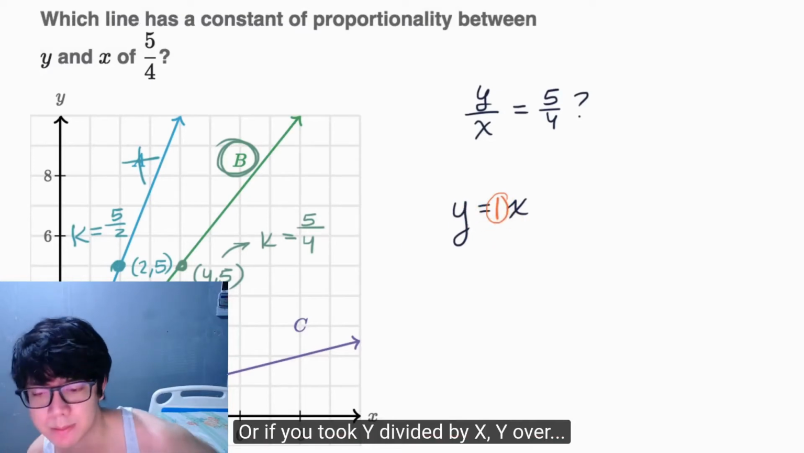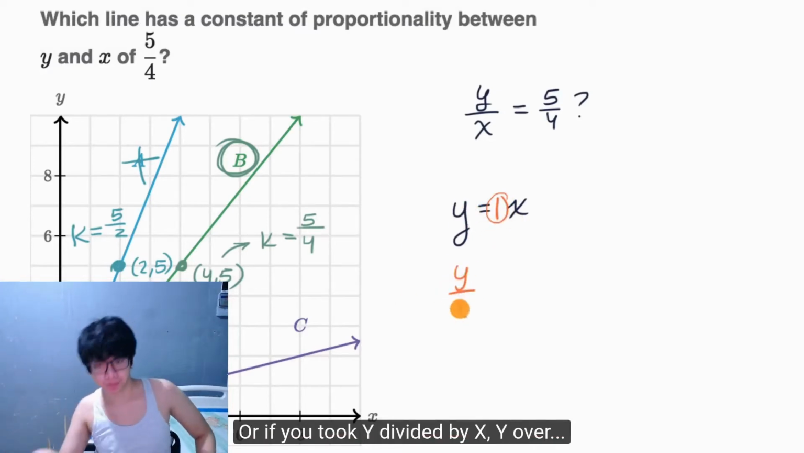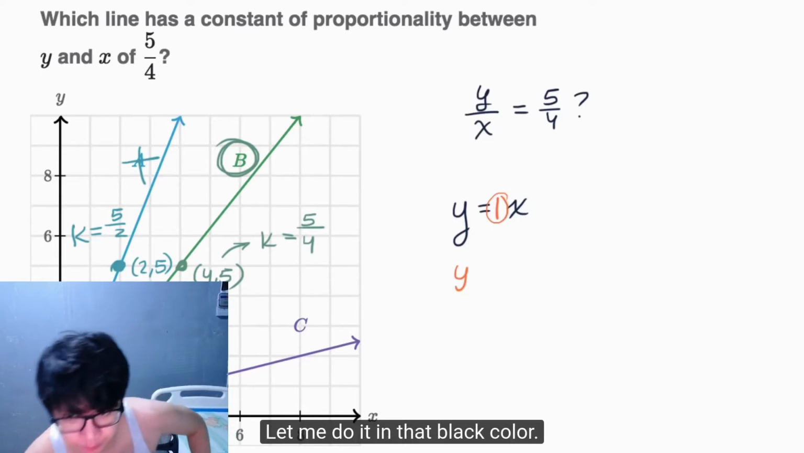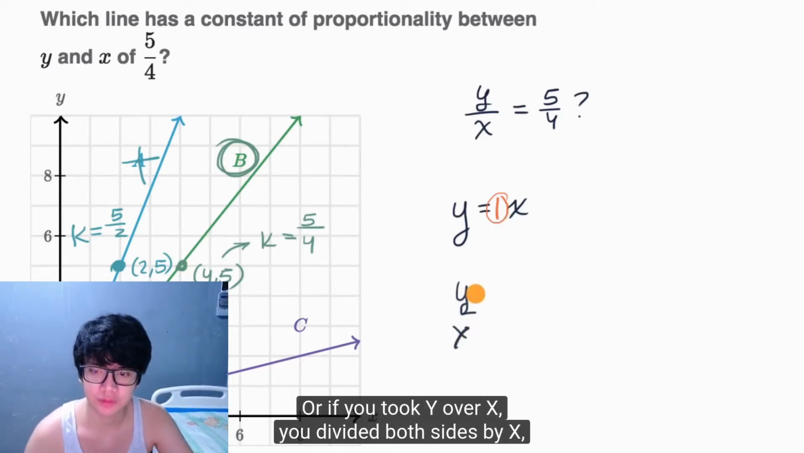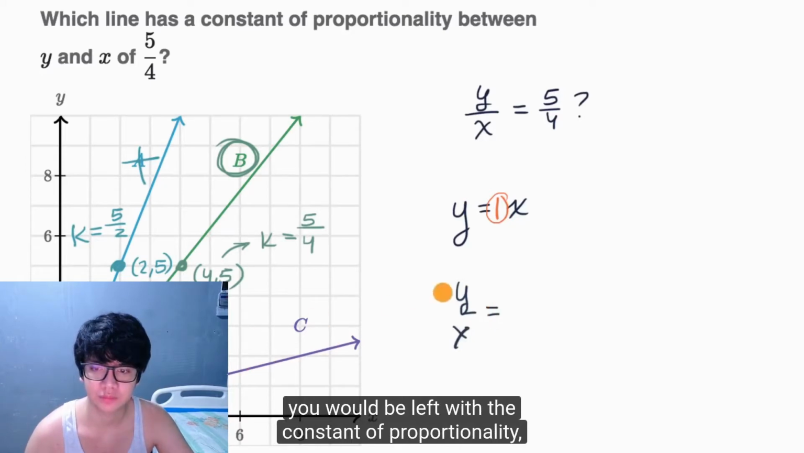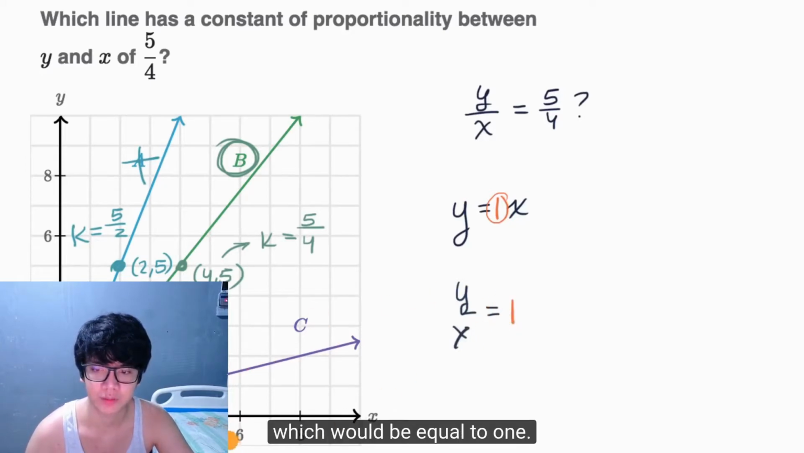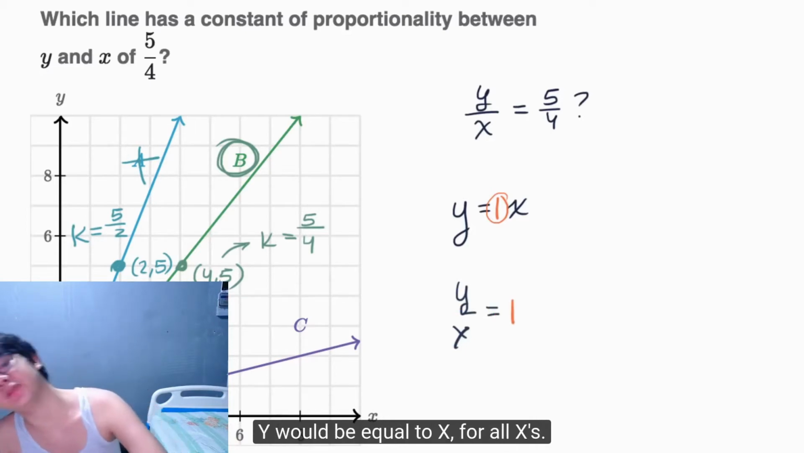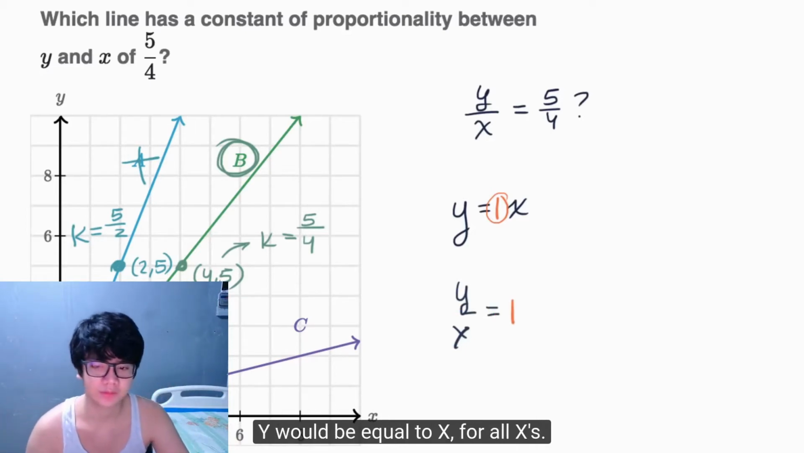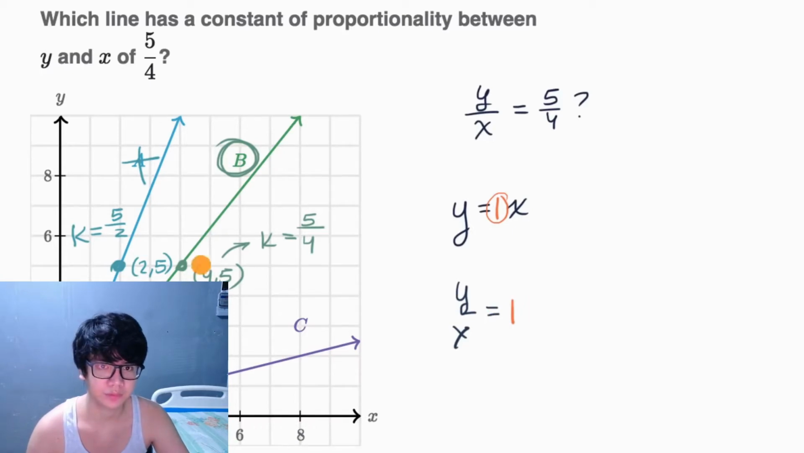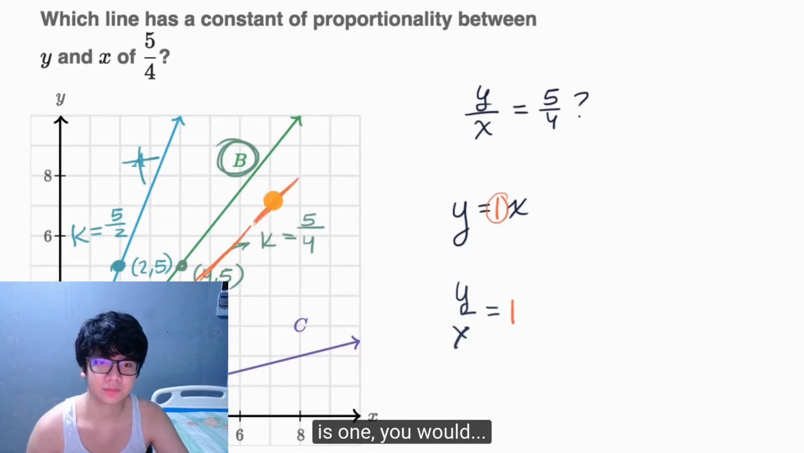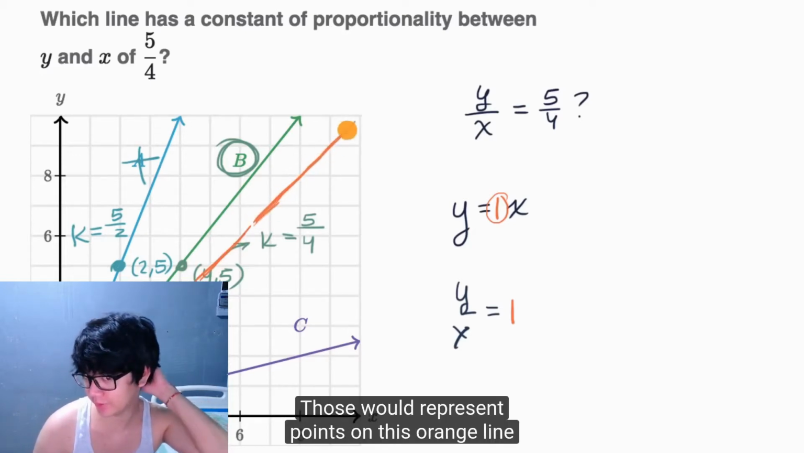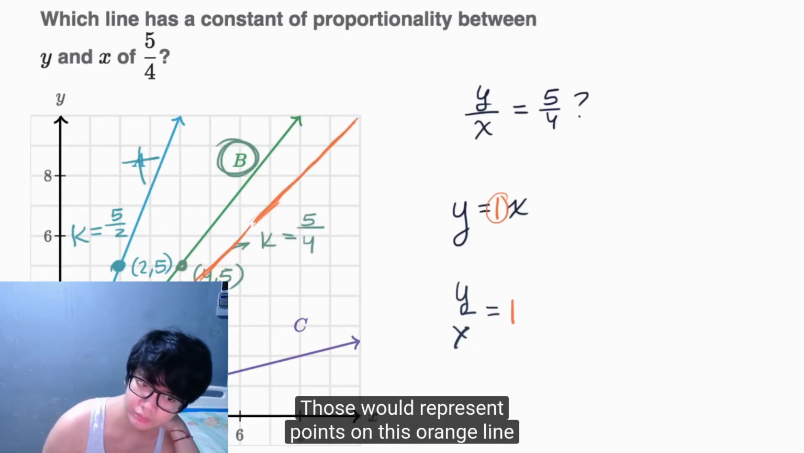Or if you took y divided by x, or y over x, you divide both sides by x, you would be left with the constant of proportionality, which would be equal to 1. And if you wanted to graph it, well, it would just look like this. y would be equal to x for all x's. When your constant of proportionality is 1, those would represent points on this orange line that I just constructed.